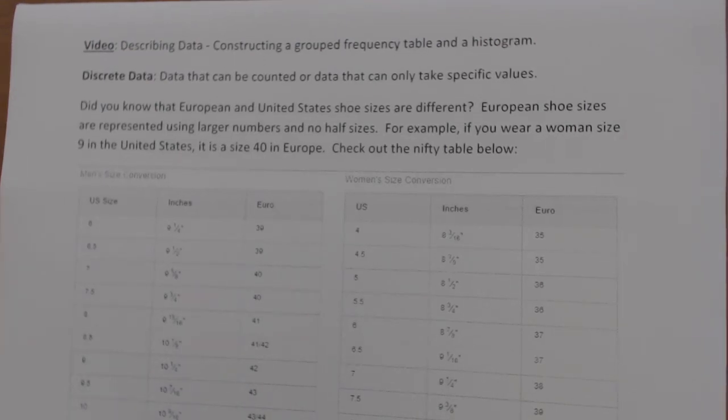Today we're going to be describing data and we're going to be constructing a grouped frequency table and a histogram. This task or activity is about discrete data and it's about European shoe sizes. Discrete data is data that can be counted or data that can take only specific values.